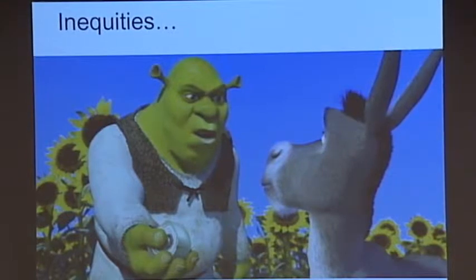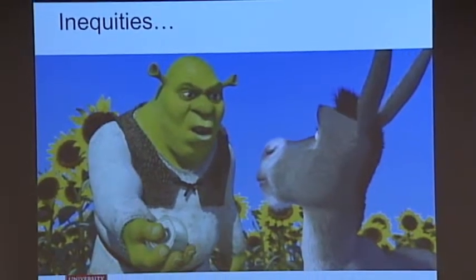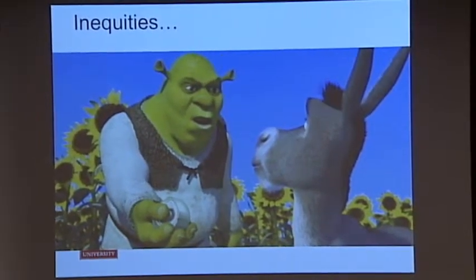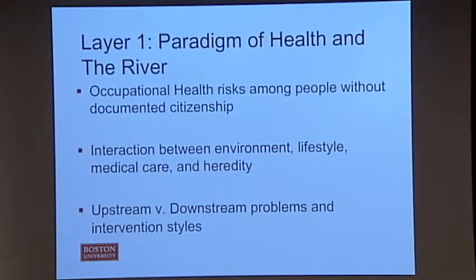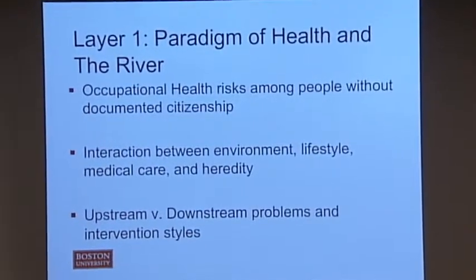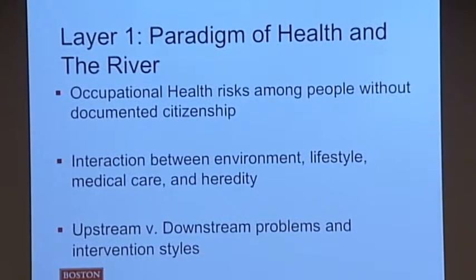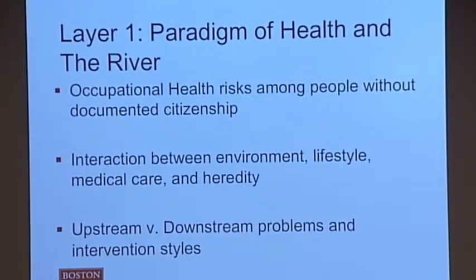Inequities are kind of like onions or ogres. They have a lot of layers, so you have to go through each layer in order to get the full picture. The first layer of my model is the paradigm of health and the river. The paradigm of health was developed by Bloom, and the river is developed by a couple of different researchers. Braverman and Williams both collaborated to create that model.